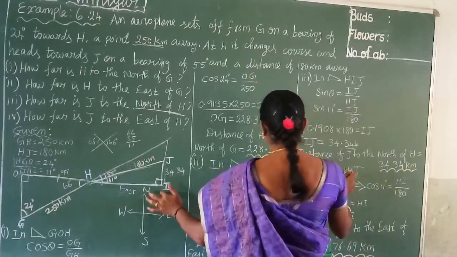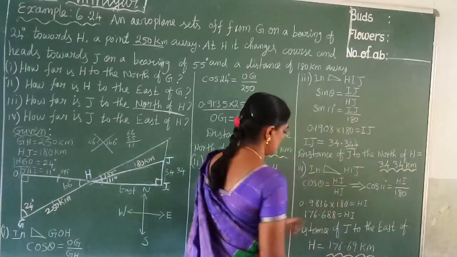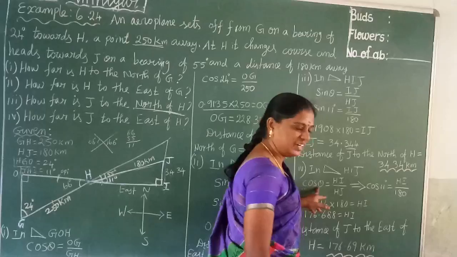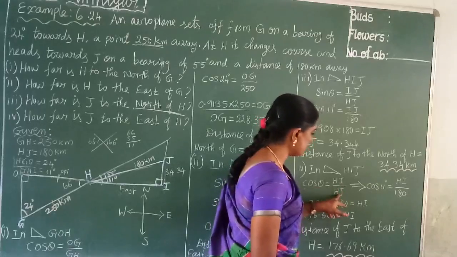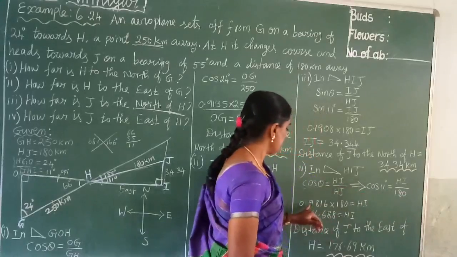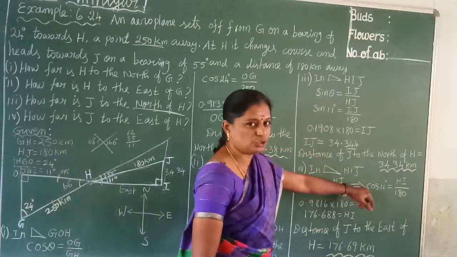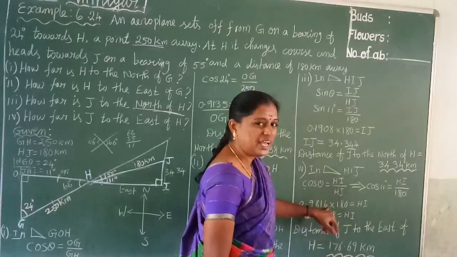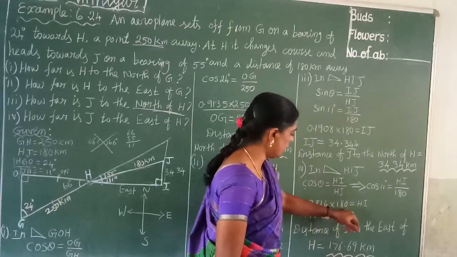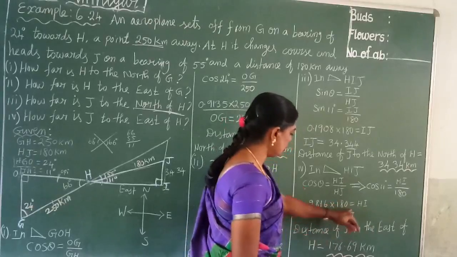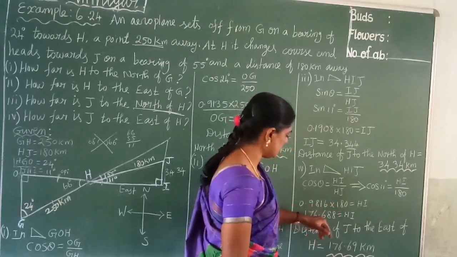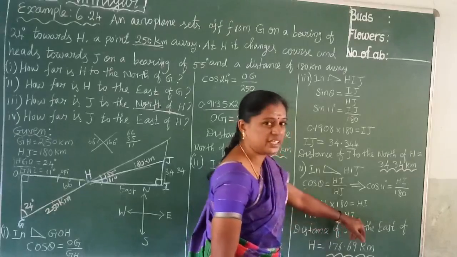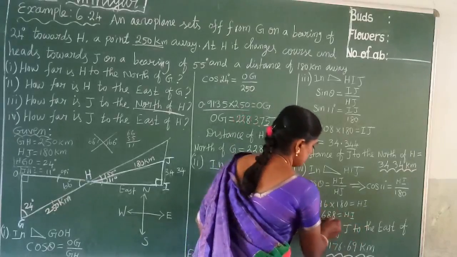HIJ, the same triangle is selected. And cos theta, that is cos 11 degree, is equal to HI by HJ, which is 180. And cos 11 degree is also given in the question. What is the value? 0.9816. 0.9816 into 180 is equal to HI. These 2 multiplied, what do we get? 176.688 equal to HI. Here also 3 decimals given.